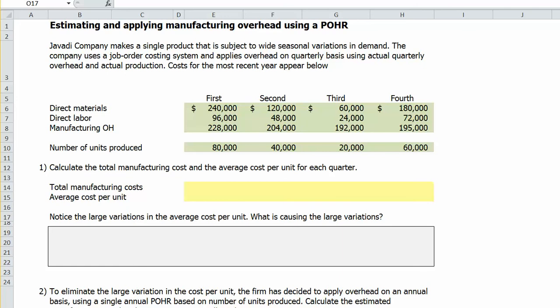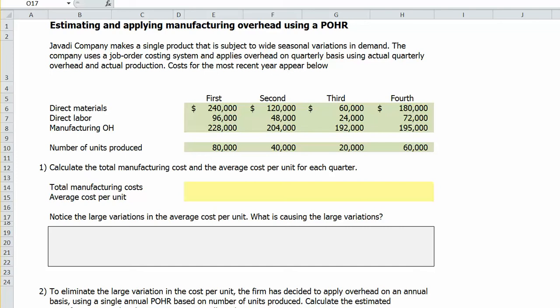In this worksheet, we're going to consider three different ways of applying manufacturing overhead and estimating an average cost per unit. Girardi Company makes a single product that's subject to wide seasonal variations in demand, and the company uses a job order costing system and applies overhead on the basis of quarterly actual overhead and actual production.